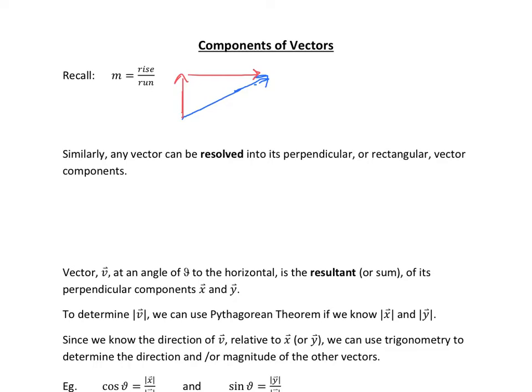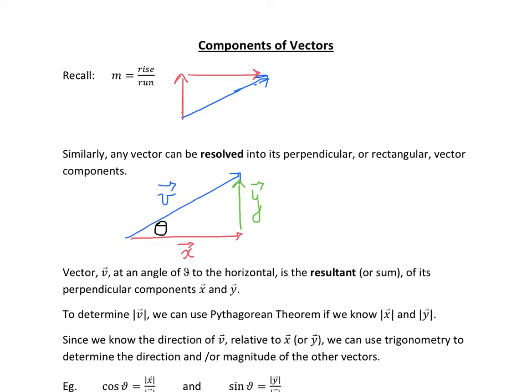any vector can be resolved into its perpendicular or rectangular components. We call them vector components. So if we have any vector v, we can resolve that into its horizontal, we'll call that vector x, and vertical, we'll call this vector y, components. And we'll call this angle theta in the corner.